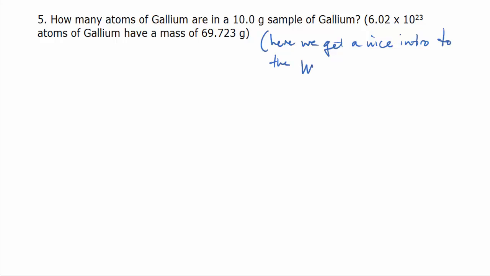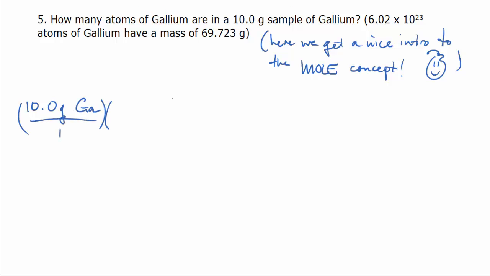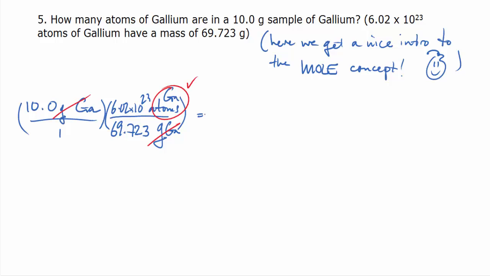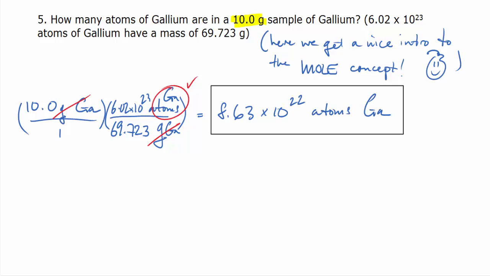Here's a nice introduction to the mole concept, trying to count the number of atoms in a 10-gram sample of gallium. Let's start with our 10 grams of gallium and then use the information that we know. That for a certain number of grams there are so many atoms. This is true, mind you, for gallium only. And if you put in these values here as given in the problem, you see we wind up with atoms of gallium. 8.63 times 10 to the 22 of them. It's quite a lot of atoms of gallium actually. There's 3 significant digits in our problem, and there it is.